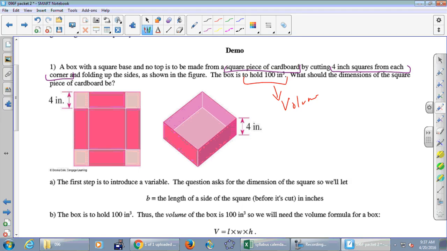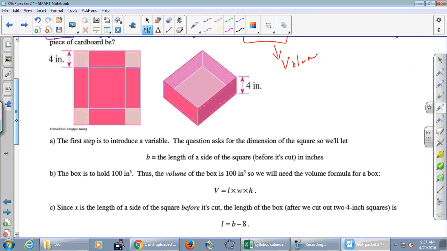All right, Emma, this is for you. There you go. All right, so we're going to do some reading here. The first picture is the square piece of paper, and then we cut out these light pink 4x4 squares from the corners, and we fold it up, and we get our open top box over there on the right.